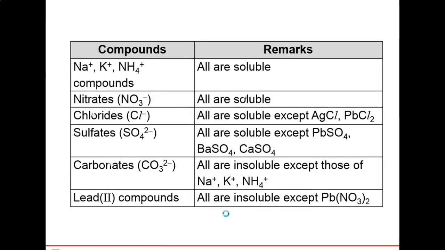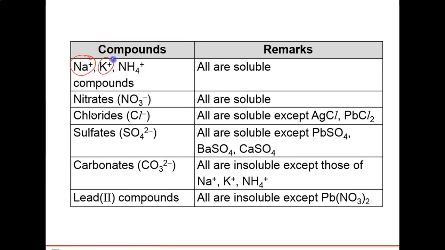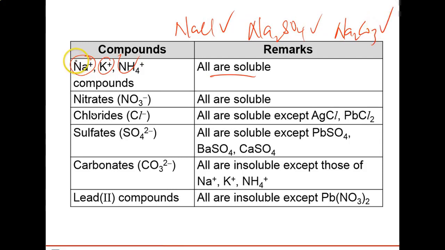Right. So this is a very simple solubility table which you will need to know. This table is repeated again in the topic of preparation of salts. So from here you notice that all the sodium, potassium, and ammonium based compounds are soluble in water. So if I have NaCl soluble, Na2SO4 soluble, Na2CO3 soluble, so long as there's Na+, it will be soluble. All nitrates are soluble. So if I have NaNO3 soluble, if I have CaNO3, it is also soluble.